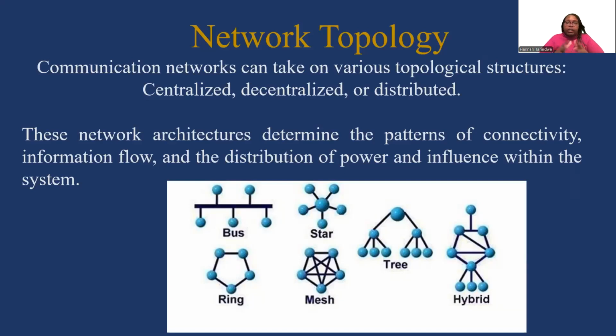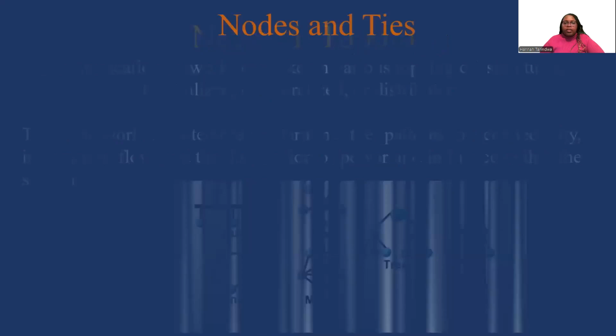Is it top down? Is it sideways? Is it non-hierarchical? And the distribution of power and influence. The architects of that network will probably decide who reports to who and how, when, right? And that's the distribution of power within that actual system. So you've got these different types of topologies that you could, if you are an architect of a network, decide to use.